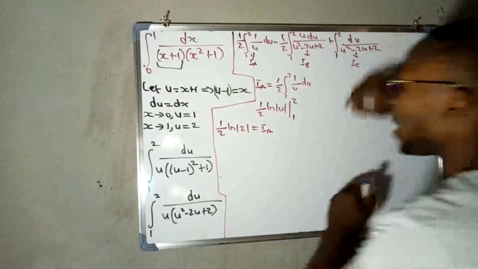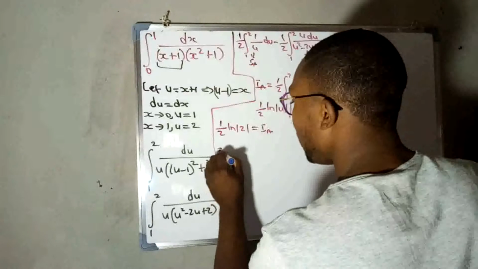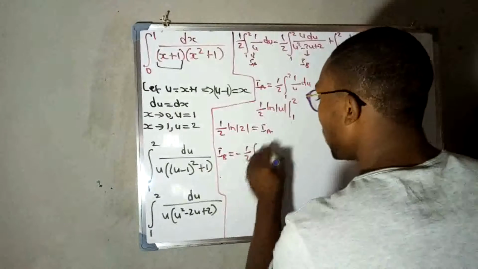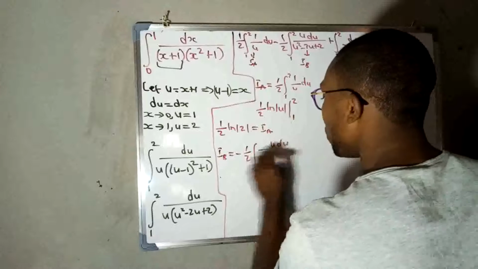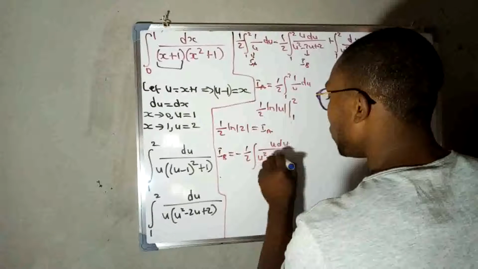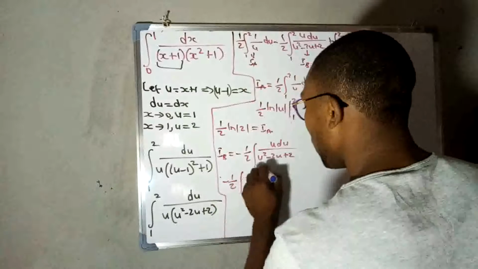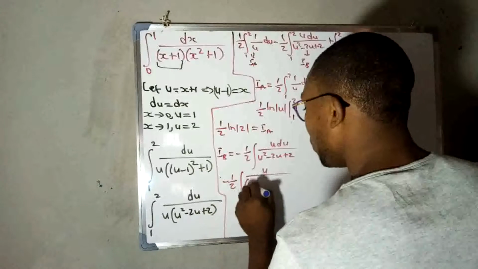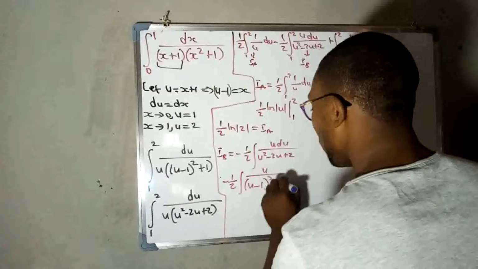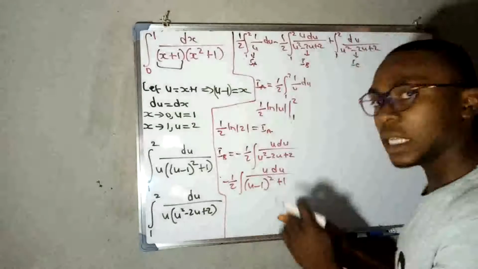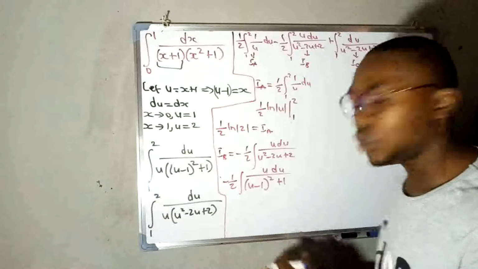Now let's go for our IB, which is equal to, don't forget your negative sign, minus 1 over 2, I have my u du over u squared minus 2u plus 2. I have my minus 1 over 2, I have my u over u minus 1 squared plus 1 du. So on this side now, I just have to apply my substitution.